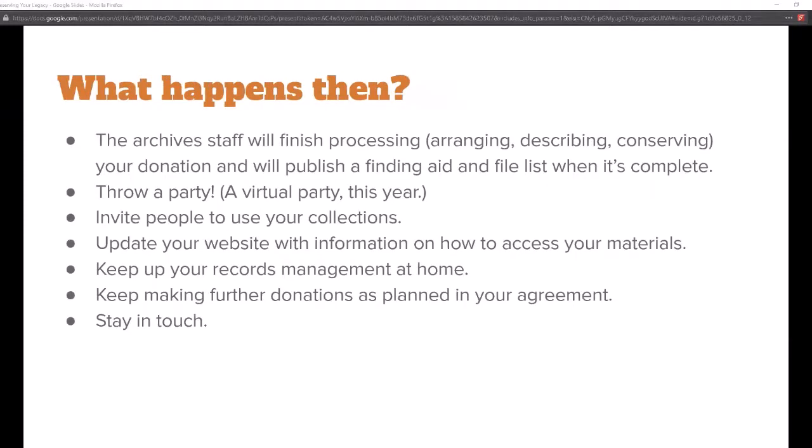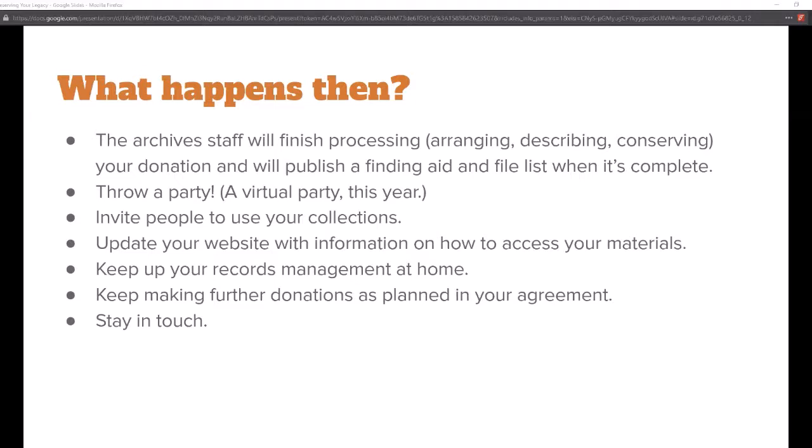When the archive staff finish processing your donation and they publish stuff, they will let you know. Then you should throw a party. It is a really exciting and wonderful thing that your stuff has been preserved and made available. You want to let people know about it. You have fans and audience members who may want to use that collection. You should make a big promotional brouhaha about it. It's really, really important that you celebrate this.